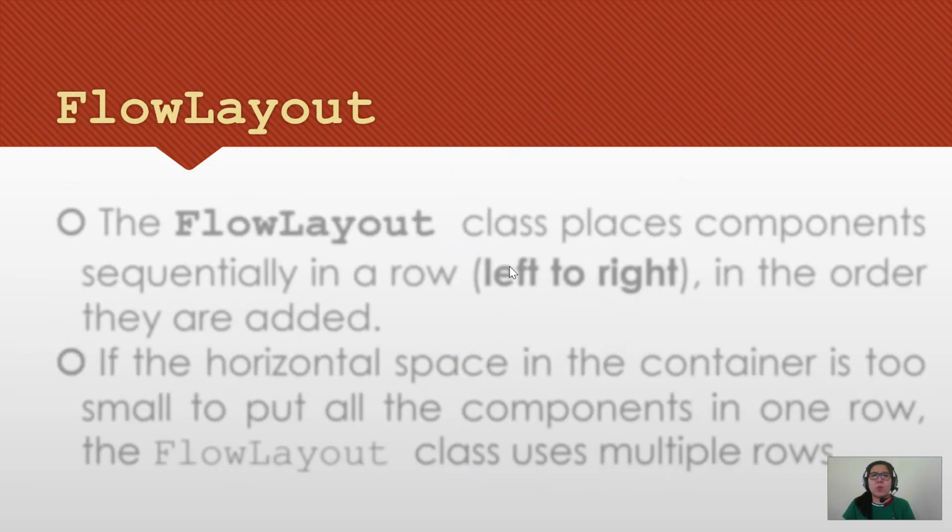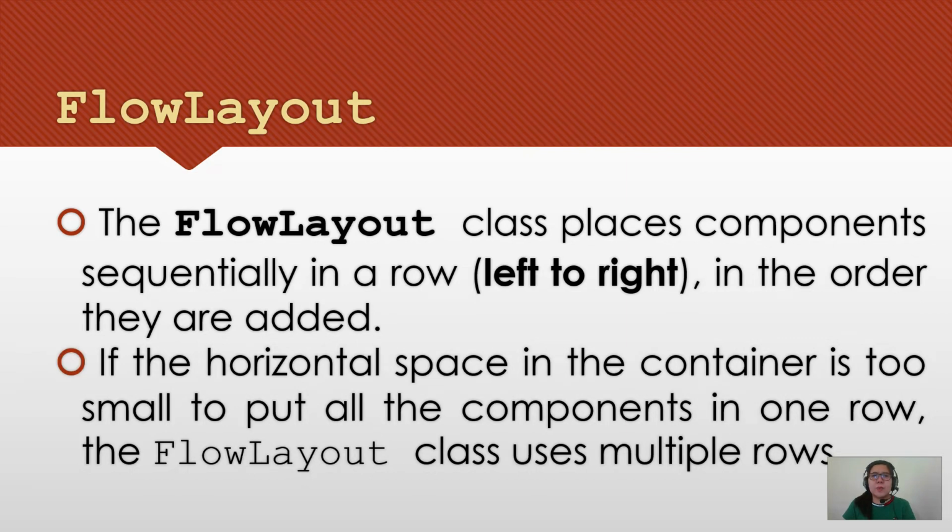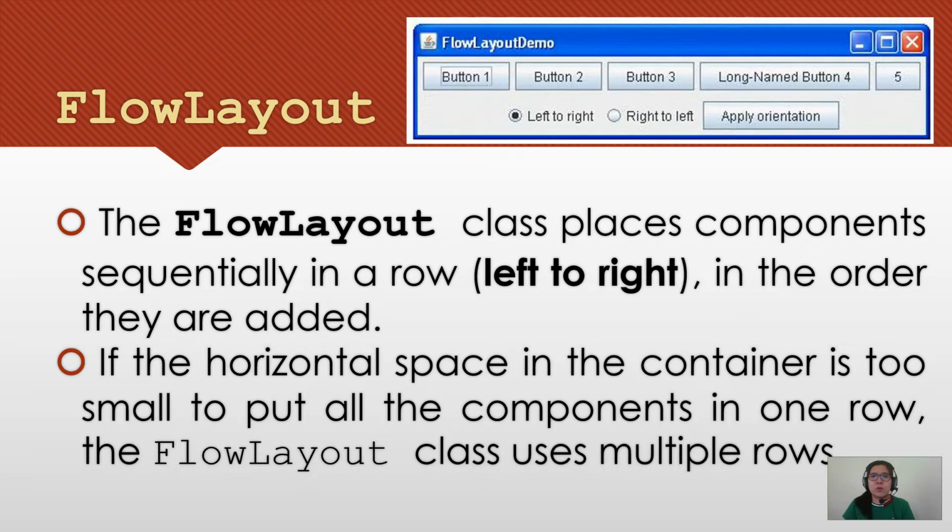Let's start with FlowLayout. The FlowLayout class places components sequentially in a row from left to right in the order they are added. If the horizontal space in the container is too small to put all the components in one row, the FlowLayout class uses multiple rows. So in this example, the first one added to the container is button 1. If button 1 has been inserted first, automatically it is added at the center. But when more components are added into the container, the position adjusts and they go from left to right.